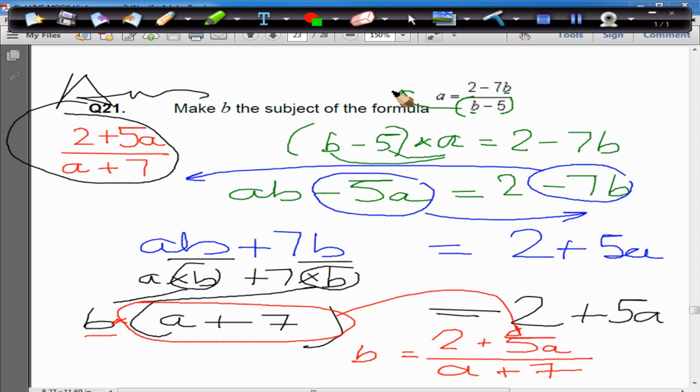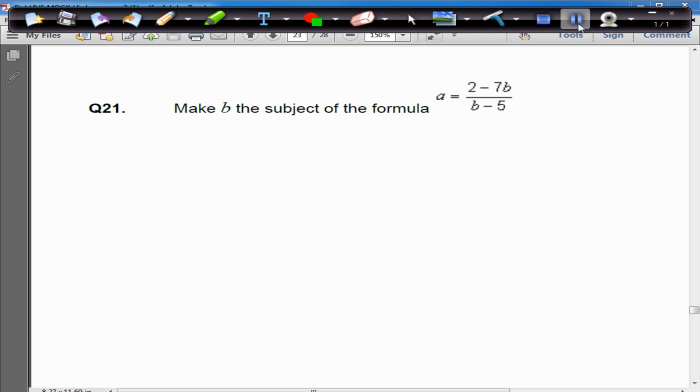Question 21. How many questions have you got left? 5. Wow. Let's do one more question for us to wonder, yeah? One more question. Delete that. Let's take the pen, just take the pen down.